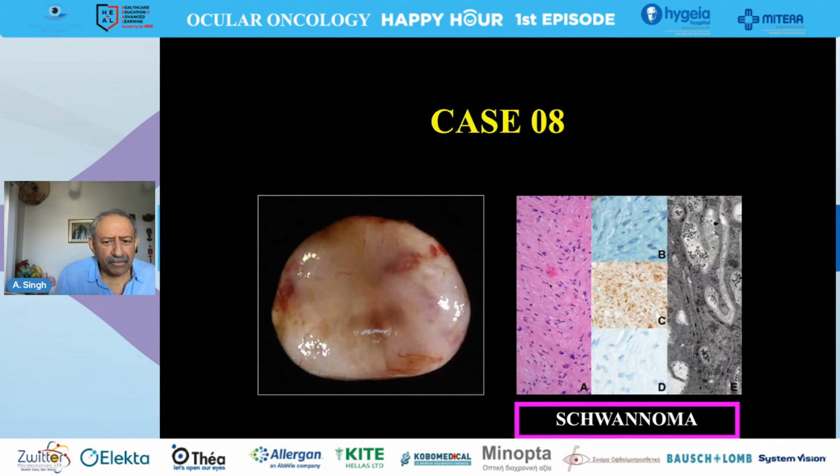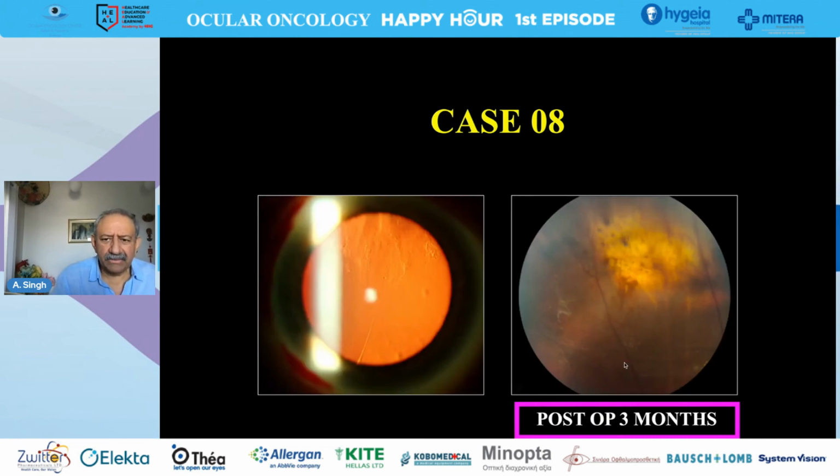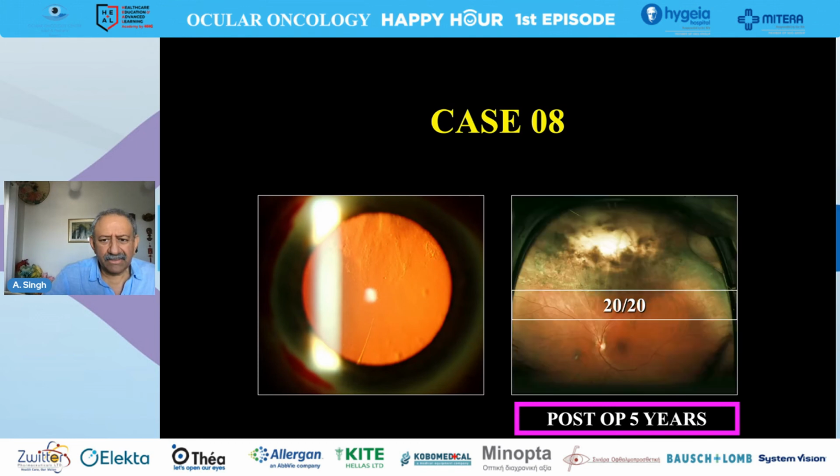So it was schwannoma, confirmed by electron microscopy. Also, immunohistochemistry was clearly schwannoma. This is what he looked like 3 months later. Good vision, and this is almost 5 years later. He still had 20/20 vision. I think it's a great outcome for a case like this.